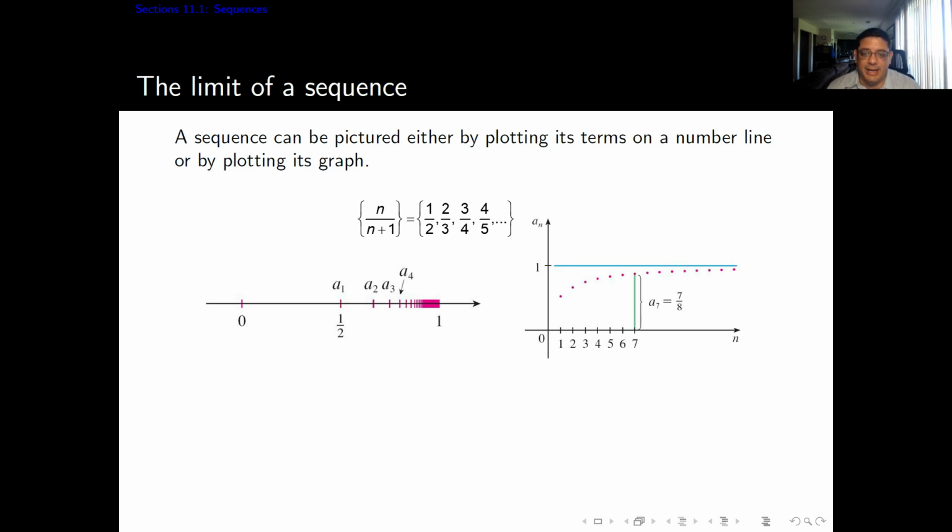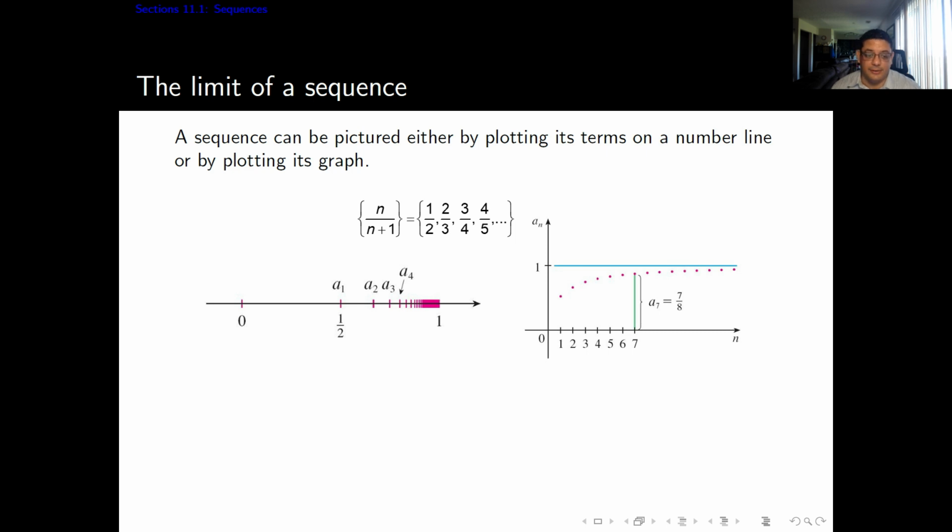So, for example, we take n over n plus 1. We have these numbers here: 1/2, 2/3, 3/4, 4/5. And we're putting them on the real line between 0 and 1. You see that the first one, a1, is 1/2. Then the second one, 2/3, is over here. Then 3/4 is a3. Then 4/5 is this one here. And every time we're approaching closer and closer to 1. So you can see that we start here, but then start getting super close to 1.